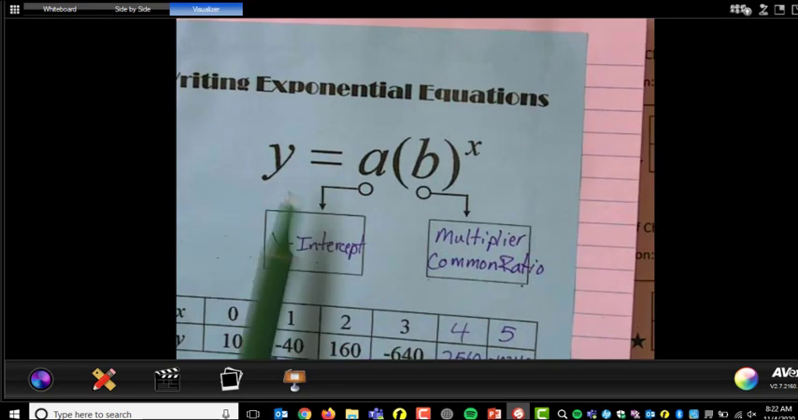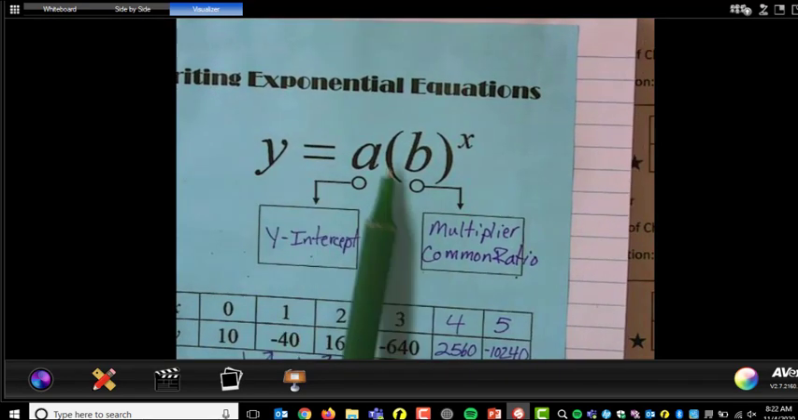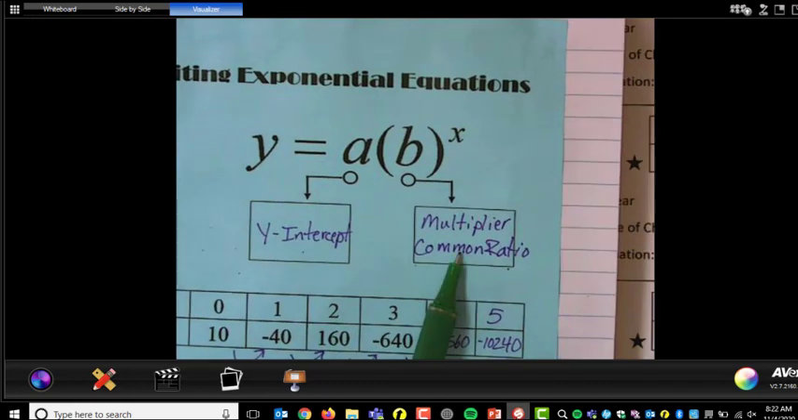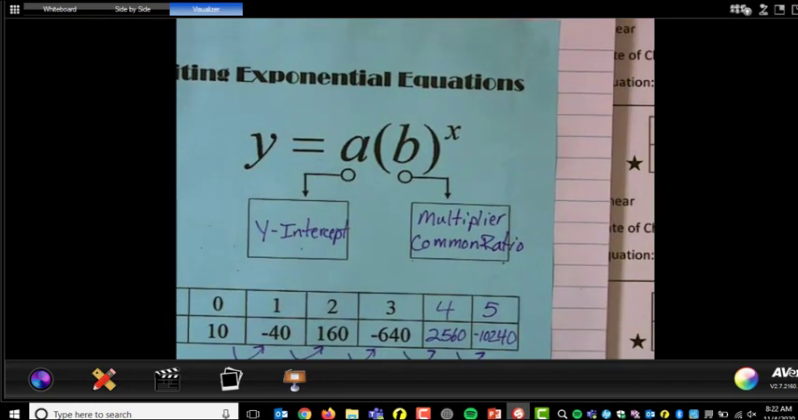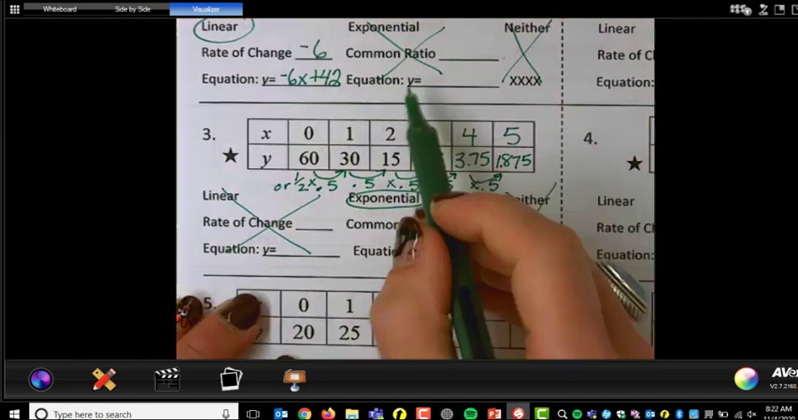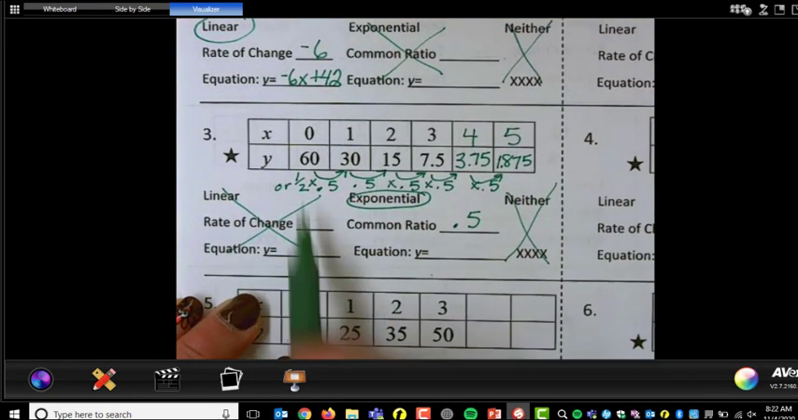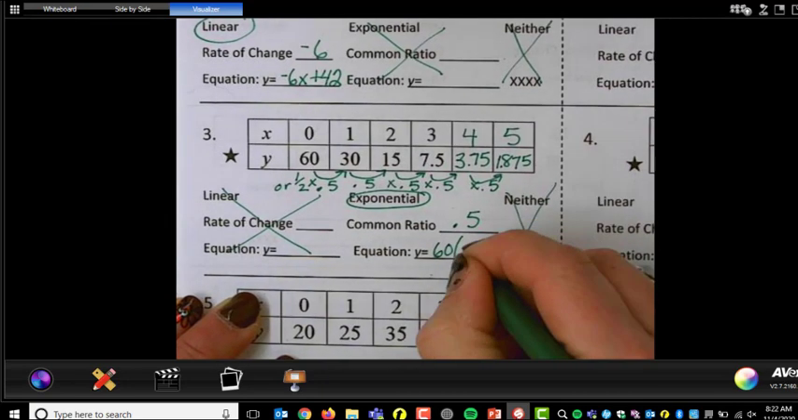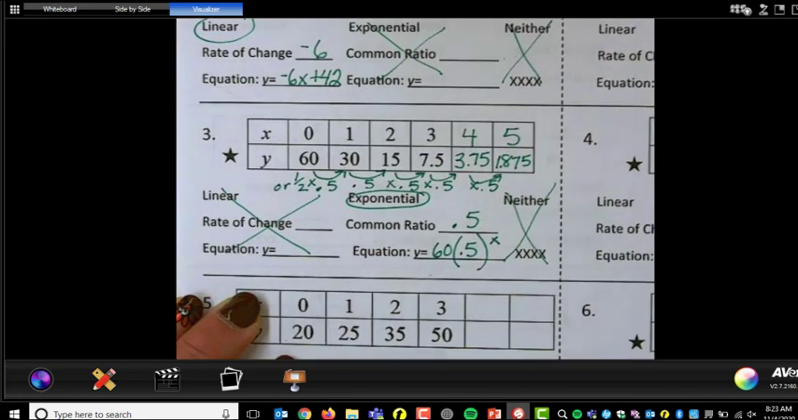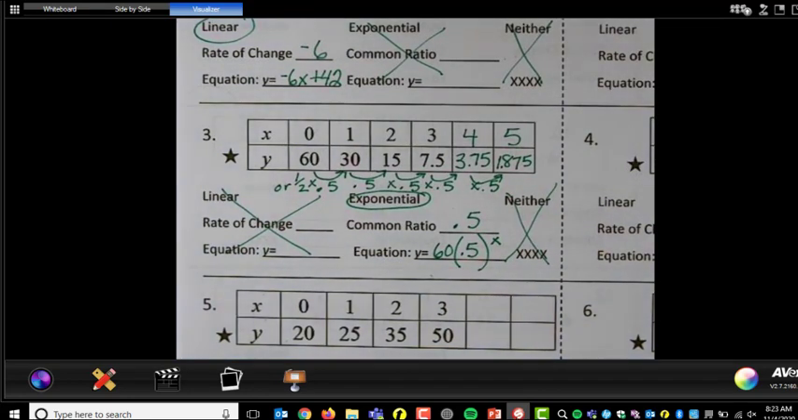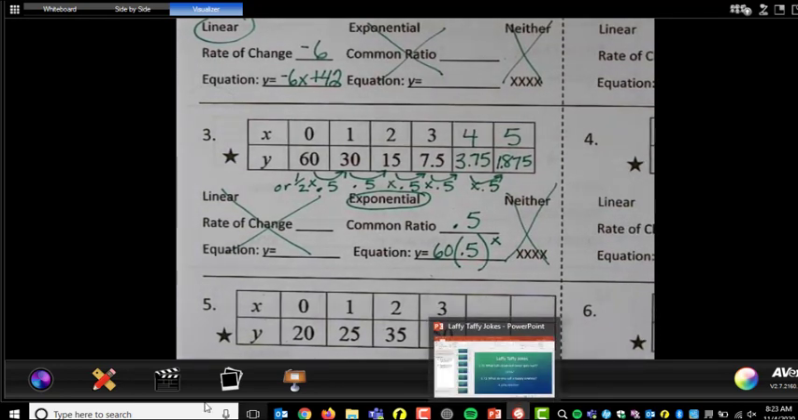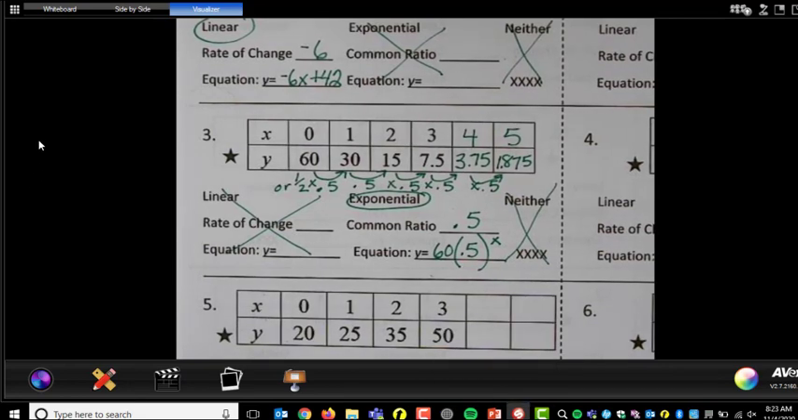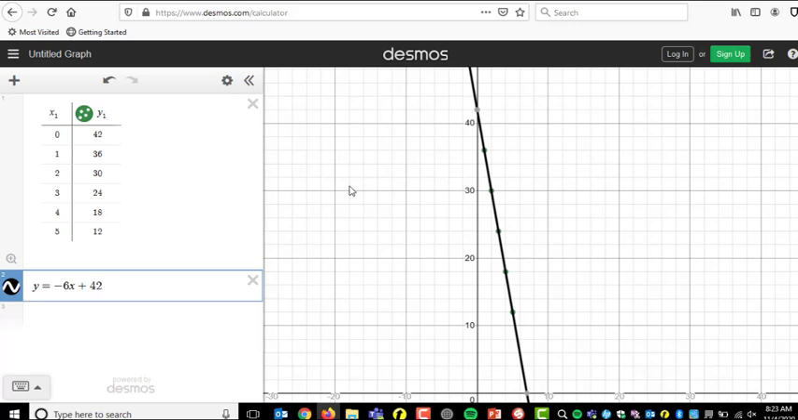I'm going to look at my blue notes. Okay, so here's the equation for writing exponential. Y equals, have to have the y-intercept, the multiplier raised to the x power. So y equals, I'm crossing the y-axis at 60. In parentheses is my common ratio, and I'm raising that to the x power. All right, so again, I just go to Desmos. I get here. There we go. And I just need to change my values in the y.